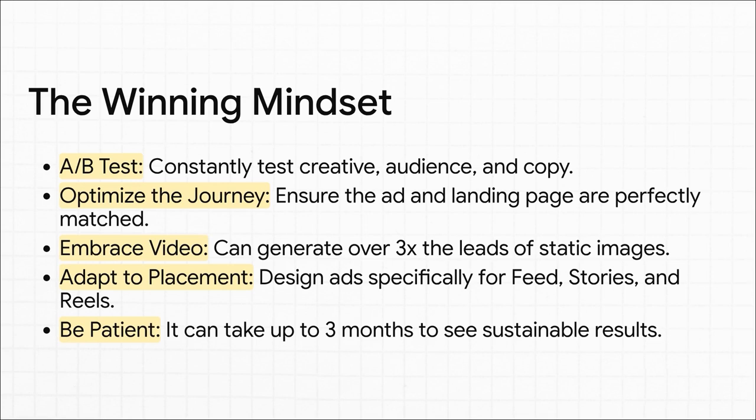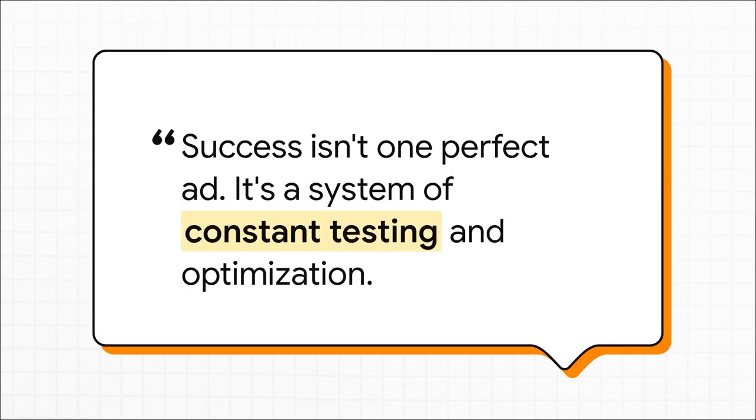And please, embrace video. Some studies show video ads can generate over triple the leads compared to just static images. And maybe most importantly, be patient. It can take up to 3 months of testing and optimizing before you really start seeing those profitable, sustainable results. And that really is the key takeaway, isn't it? You're not looking for one magic bullet, one perfect ad that's going to solve everything for you. Success on Instagram is a machine you build. It's a system of continuous testing, learning, and optimizing based on real data.